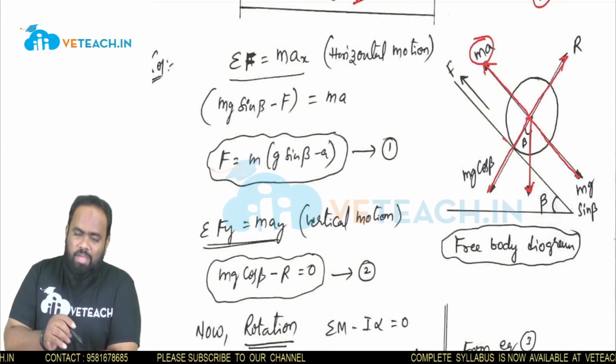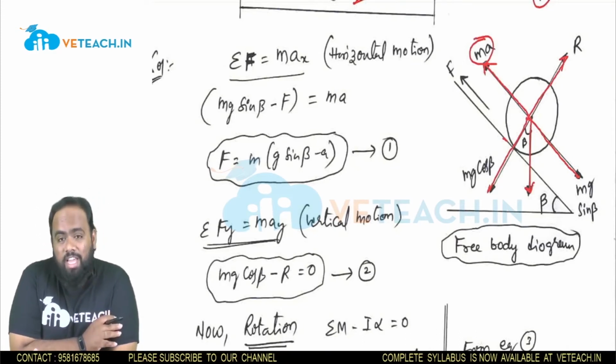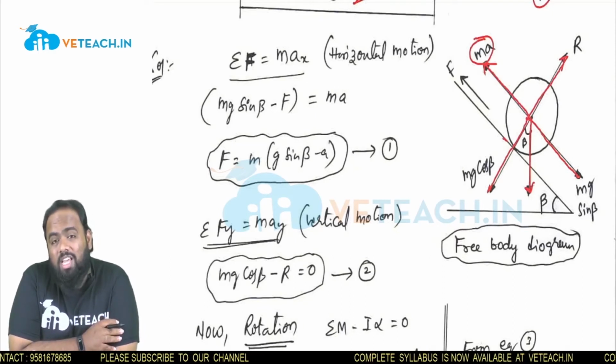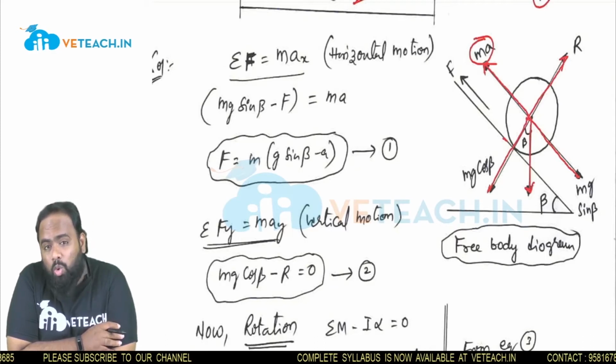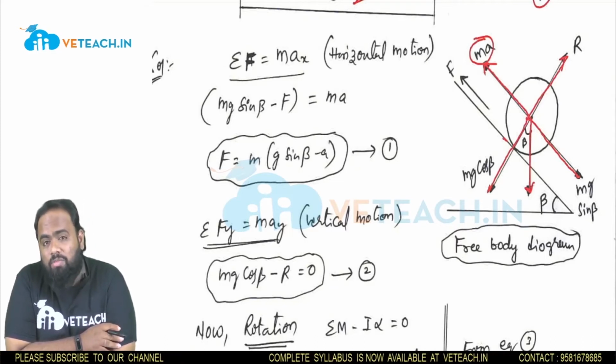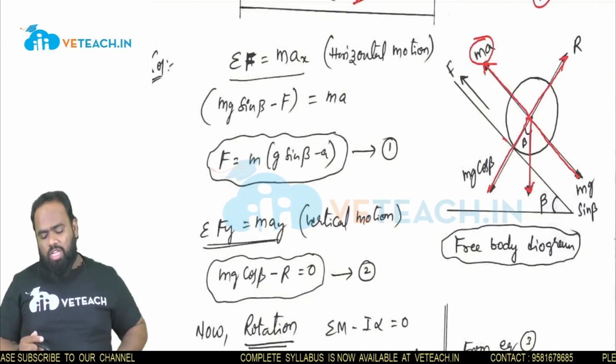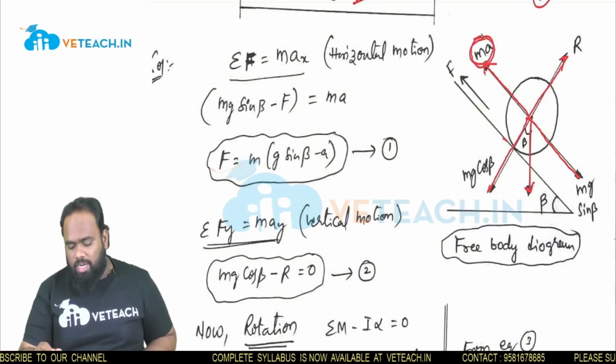I have written ma, which is nothing but the inertia. Inertia is the opposing force which will try to save the body from being moved. That's why I have shown this in the free body diagram, but it is not necessary to show this arrow.